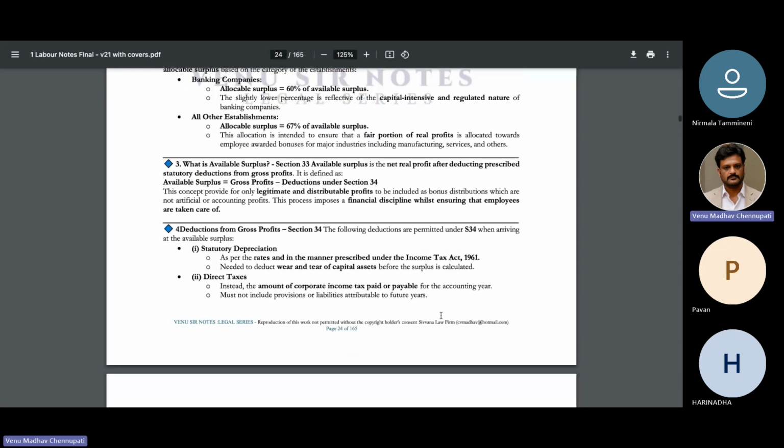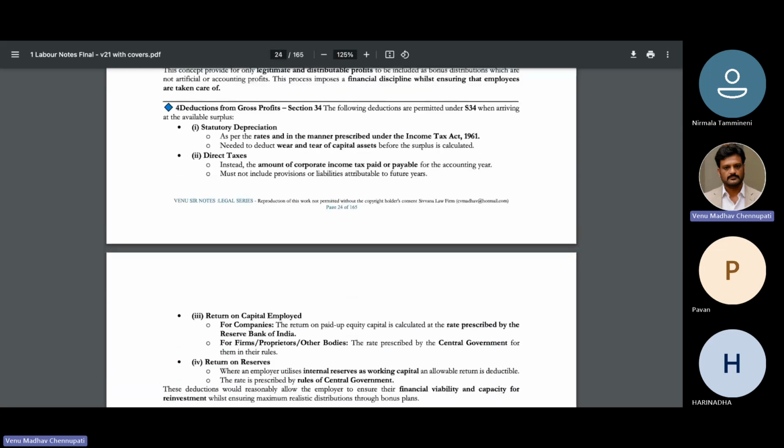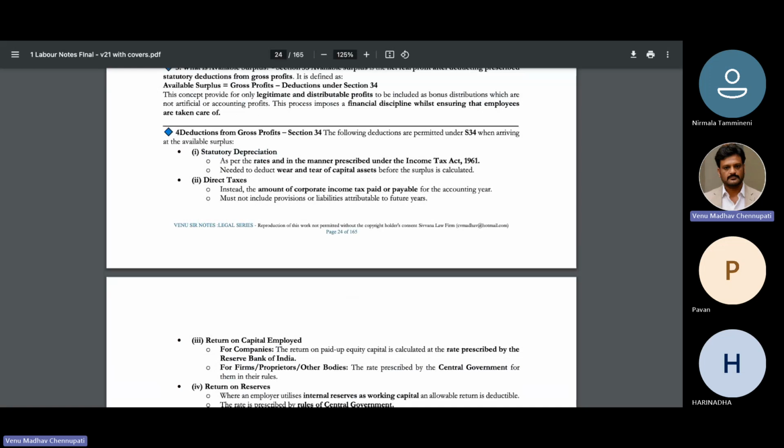There are basically four deductions you have to remember. One is depreciation. So let's say we buy 100 crores worth of machinery. It is depreciated in 10 years as per the depreciation schedule. So 10 crores every year. So gross profits minus our 10 crores.